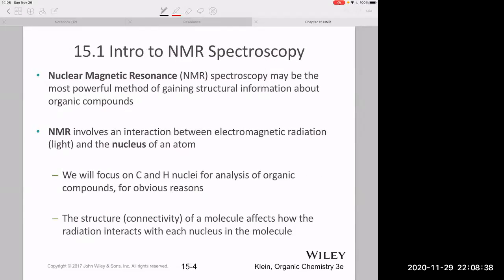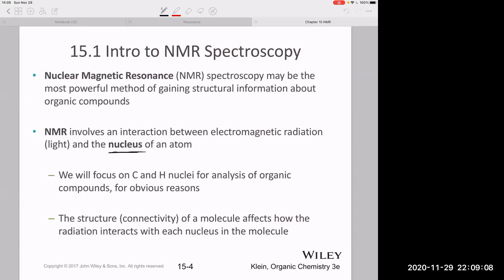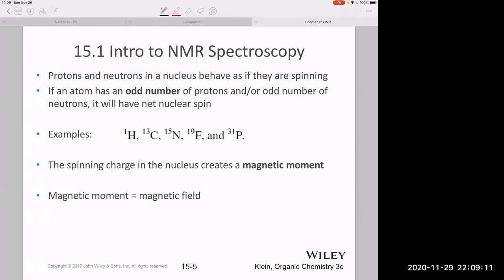And again, you're just measuring the interaction of this electromagnetic radiation. Remember with IR, we were measuring vibrational excitations within the molecule. Here, the interaction comes between the electromagnetic radiation and the nucleus of the atom. Okay, so the protons and the neutrons within the nucleus of an atom. It only works when there is either an odd number of protons and/or an odd number of neutrons.